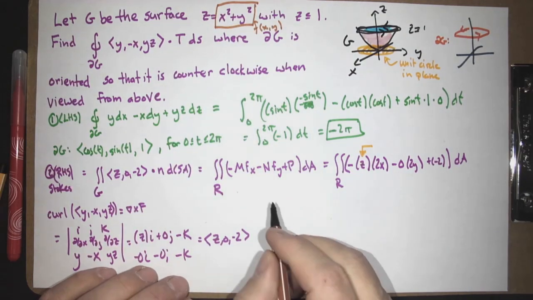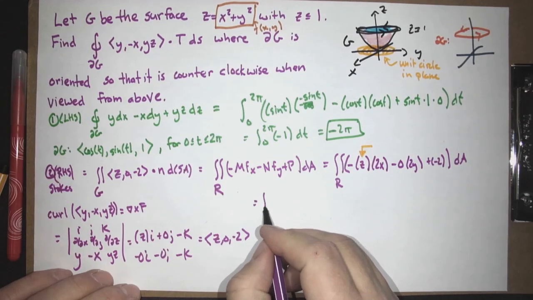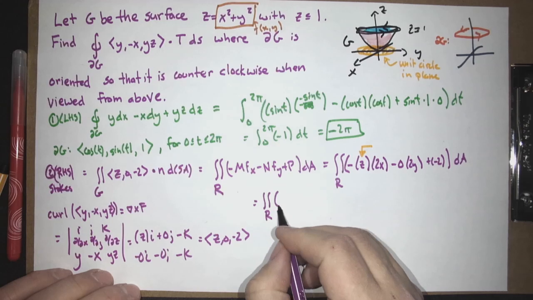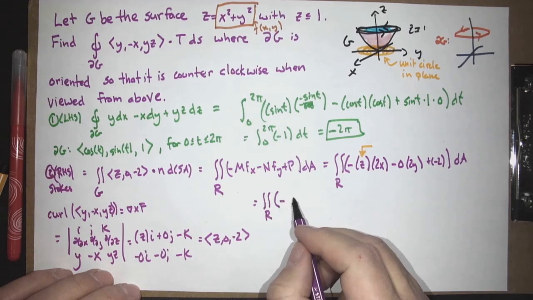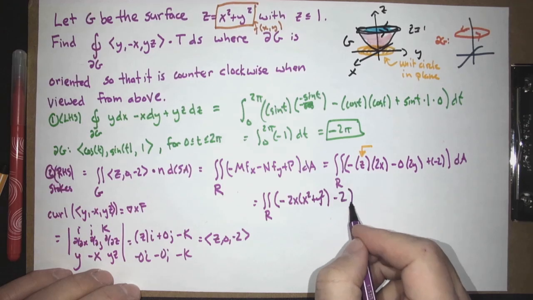So, I switched colors accidentally. Okay, so this is equal to the integral over our region of minus 2x times x squared plus y squared minus 2 dA.